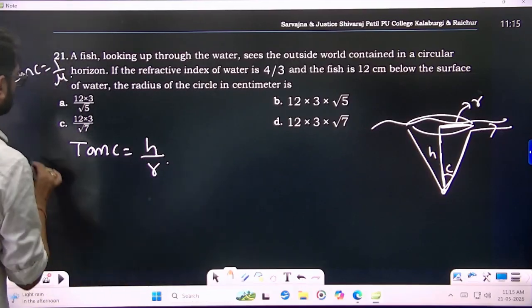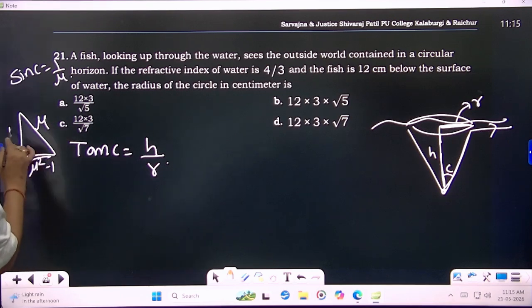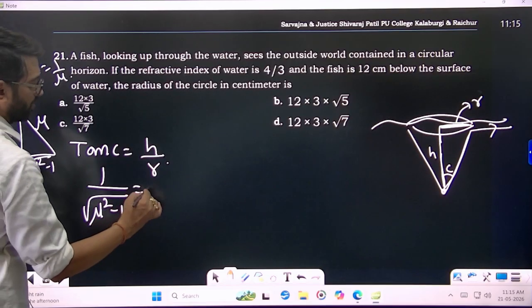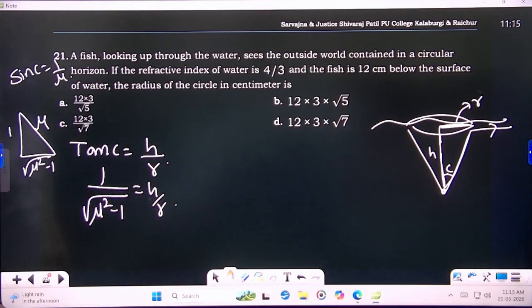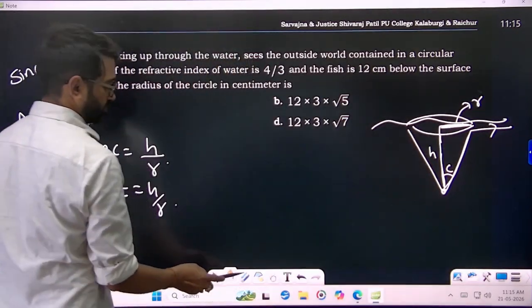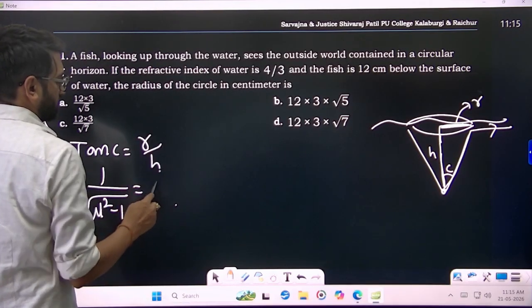Sin c is 1 divided by mu. Cos c is root over mu square minus 1 by mu. So tan c happens to be 1 by root over mu square minus 1, which equals h by r. Check once if this is correct. Sorry, r by h. See the diagram? Tan c is r by h.